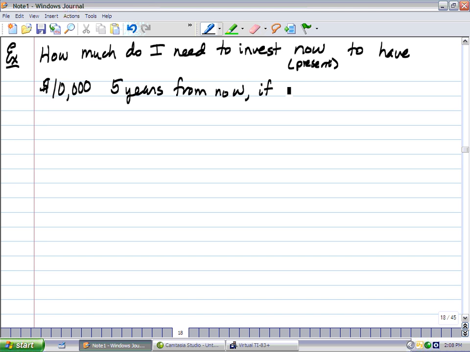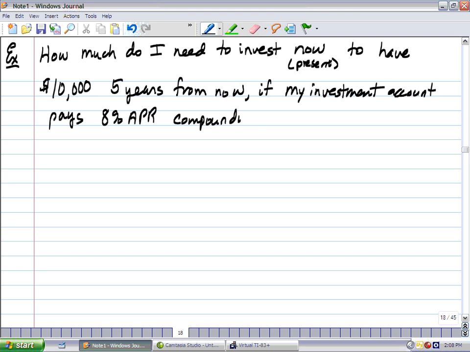If my investment account pays 8% APR, compounding monthly. Typically, accounts are going to pay more the longer you're willing to leave your money there, or the more amount you put in. So if you put a lot of money in, even if you don't leave it long, that's a short-term loan they can make and make money off of that. So they're going to pay you some of that.